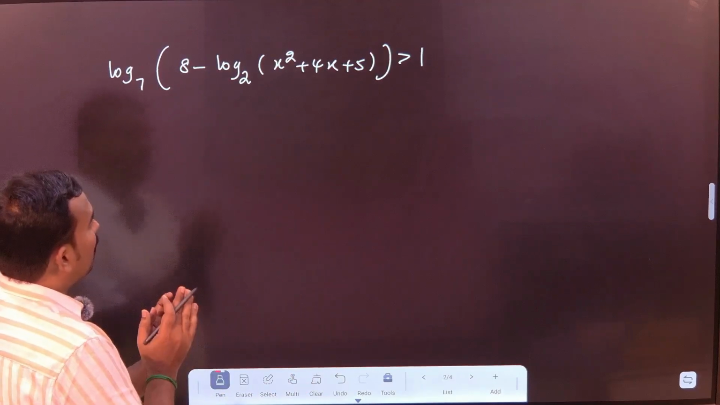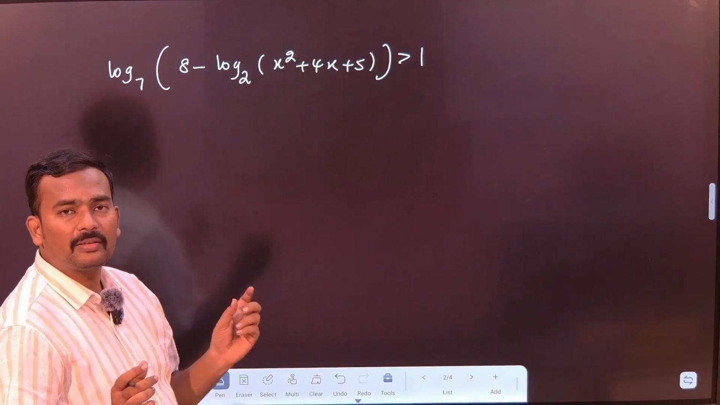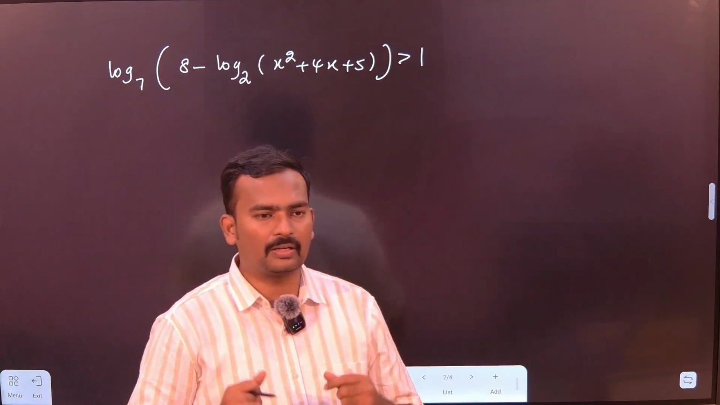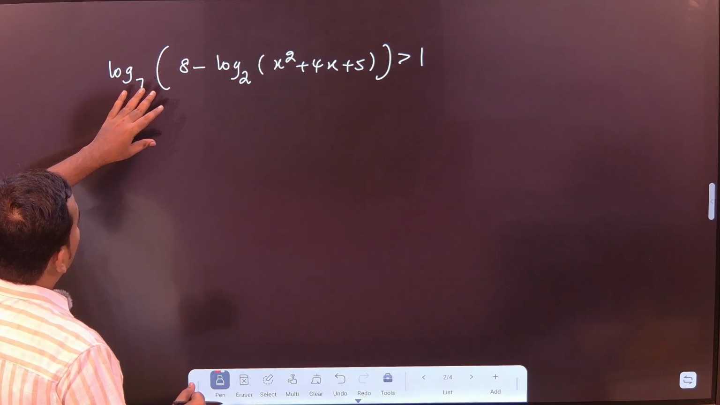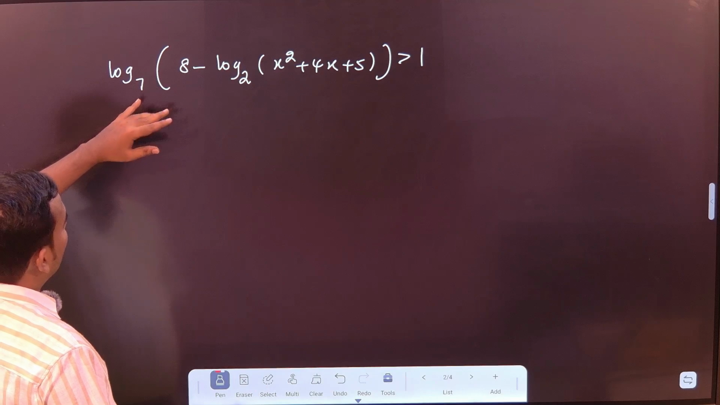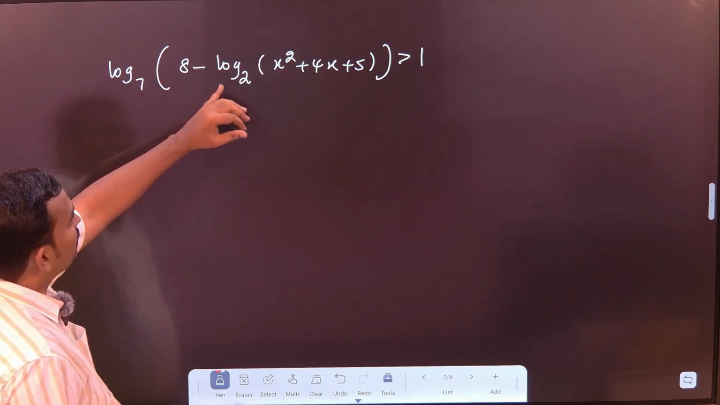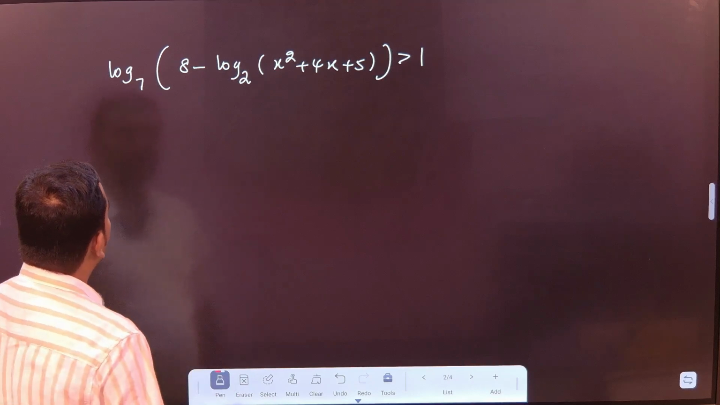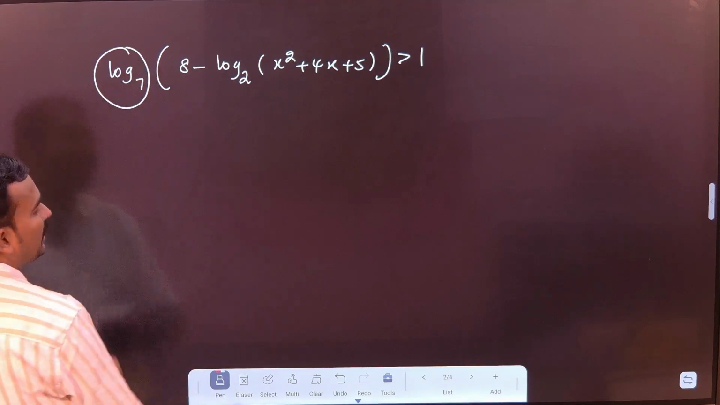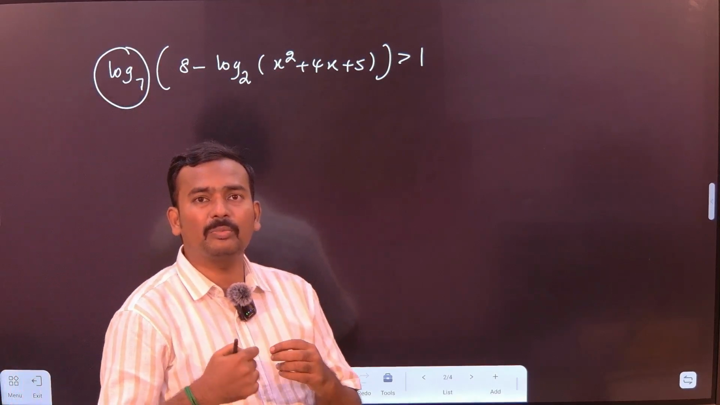Now your ultimate target is to find x. X is the domain. Domain is what? Defined value. Understand? Okay. So first the disturbance here is log base 7 and the remaining things. You can see 8 minus log base 2 is also disturbing. So how to remove this? One by one you have to remove it. So you need to remove the log base 7. So how to remove the log base 7?